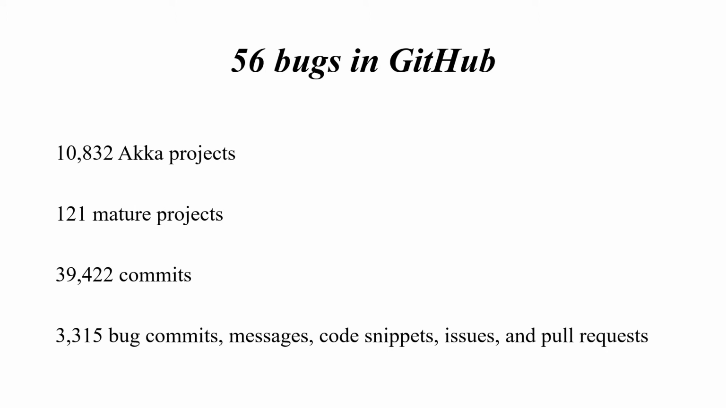To collect Akka bugs in GitHub, we identify mature Akka projects and their commits and manually analyze these commits to see if they discuss bugs and their fixes. In total, we analyzed more than 3,000 commits, messages, original and modified code snippets, issues, and pull requests, and find 56 bugs and their fixes. Again, multiple authors participate in this analysis and iterate and refine until they all agree.